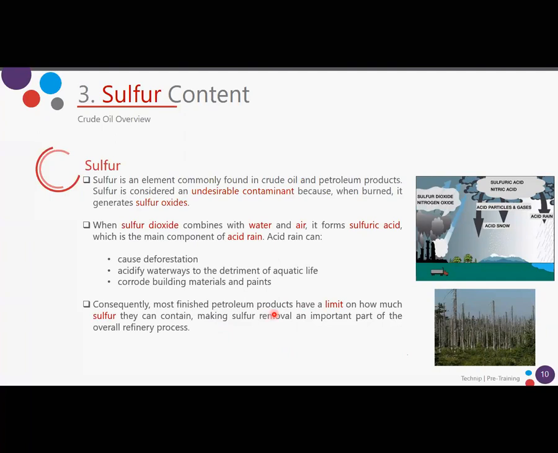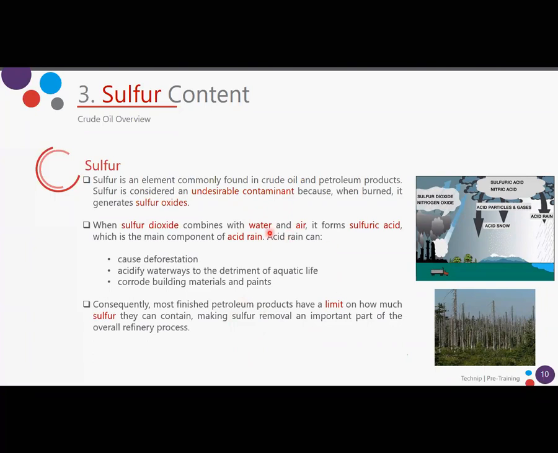Consequently, most finished petroleum products have a limit on how much sulfur they can contain, making sulfur removal an important part of the overall refinery process. It is very important. When we study all the process units in the refinery, you will see a lot of hydrotreating to remove these sulfur compounds in the crude oil, and mainly in the side streams from the crude oil distillation, to meet the specification on the final product.